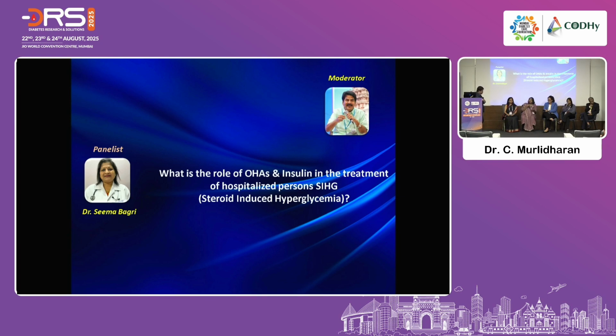Yeah. But if the patient is on a longer-acting steroid like dexamethasone, then in such patients generally basal insulin is preferred, and to cover the prandial glycemia we add bolus insulin. So generally basal bolus therapy is preferred in steroid-induced hyperglycemia.